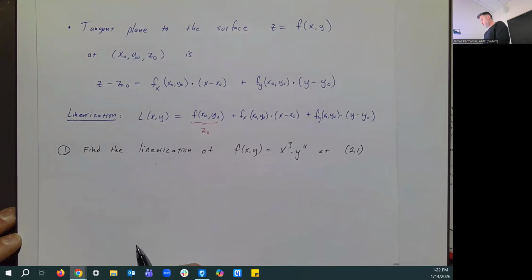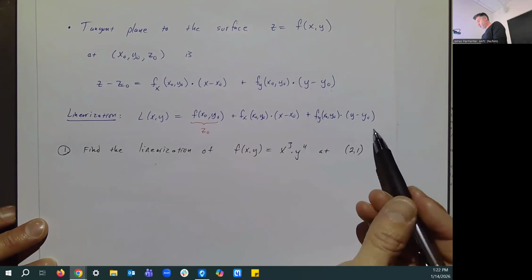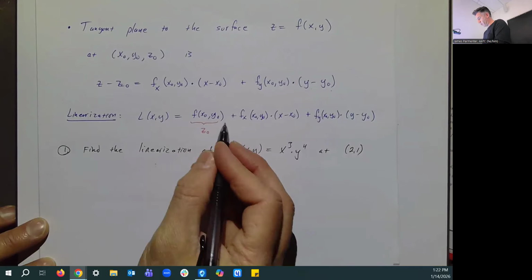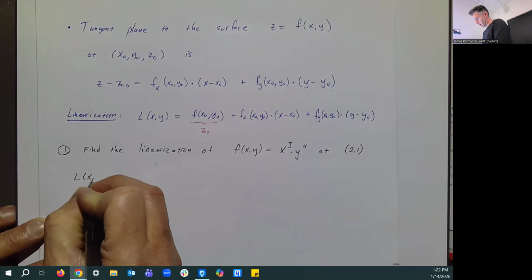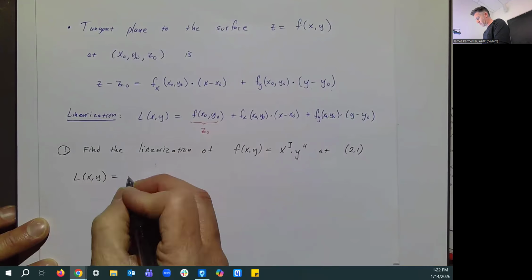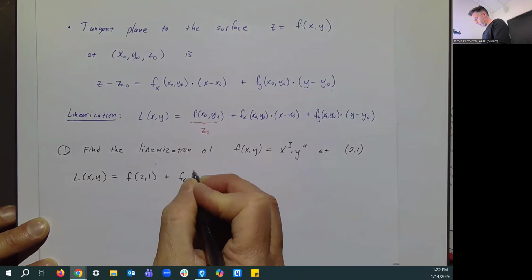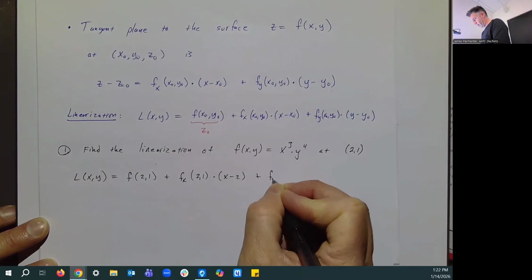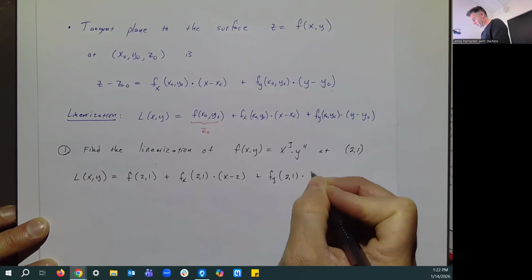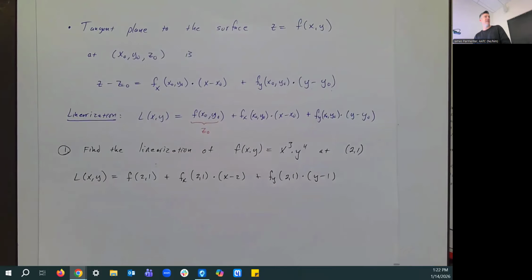So I'm looking at this and I'm going to say, cool. So my linearization of x, y is equal to f of 2 comma 1 plus fx evaluated at 2 comma 1 times x minus 2 plus fy evaluated at 2 comma 1 times y minus 1. Probably an unnecessary step. I feel like you probably don't need to write that if you're actually doing this problem. I think it makes more sense to find the stuff and then plug it in.